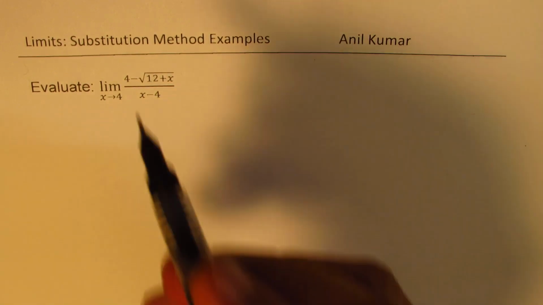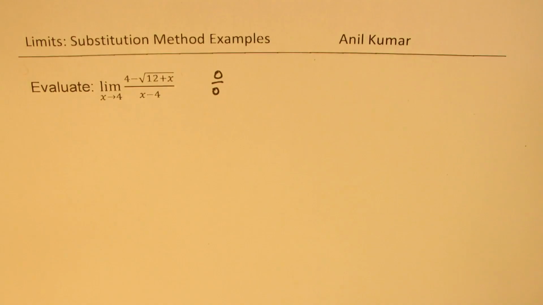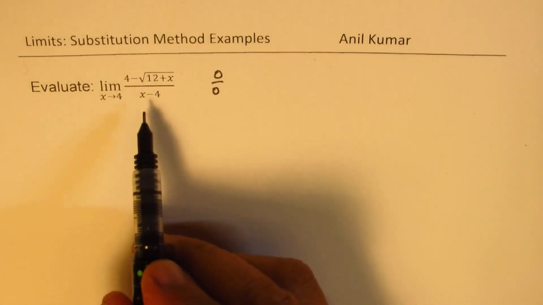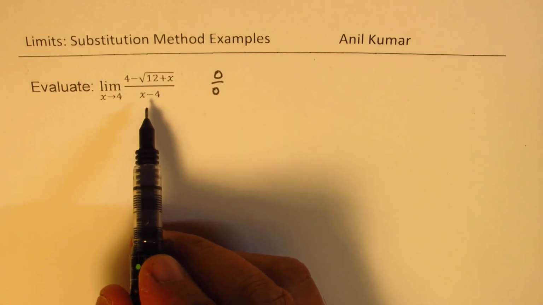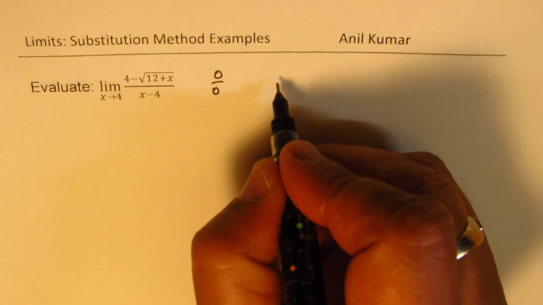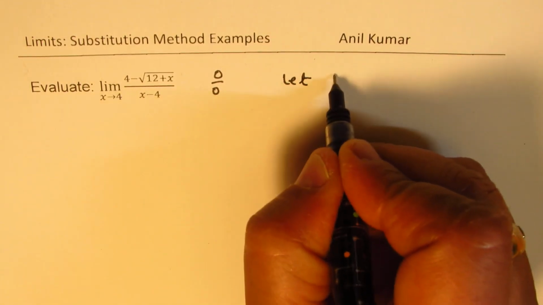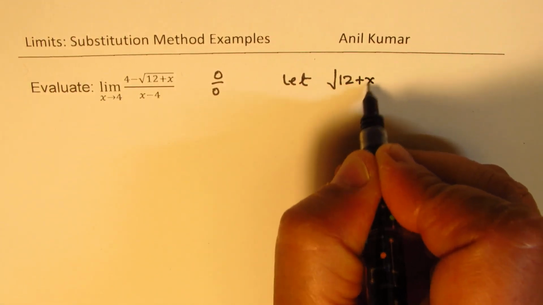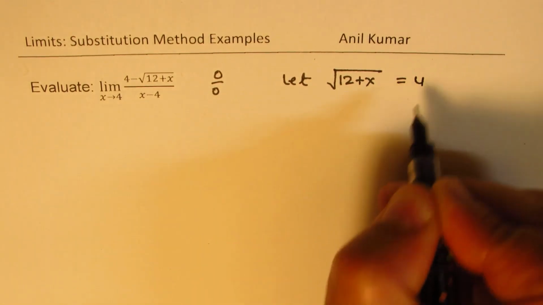So we get 0 over 0, right? So this also is a case of 0 over 0. Now here, you could do rationalization, right? So you could do rationalization to solve this. However, we will do substitution. So we say let square root of 12 plus x be equal to u, right?